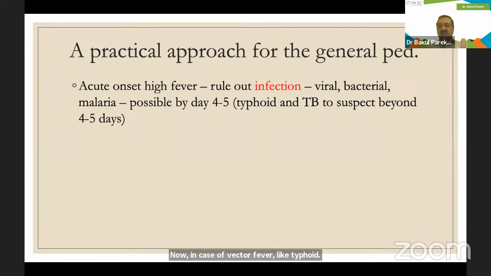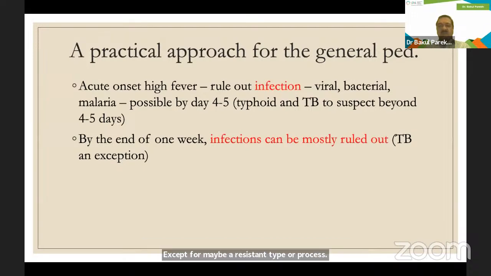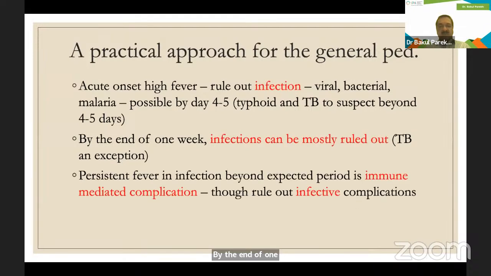But when it is not so, most of the time all other bacterial infections are ruled out, except maybe a resistant typhoid or tuberculosis. By the end of 1 week, infection can be mostly ruled out except for tuberculosis. Persistent fever beyond the expected period suggests immune-mediated complications, though you should rule out infective complications too, like HLH or maybe immunological fever.